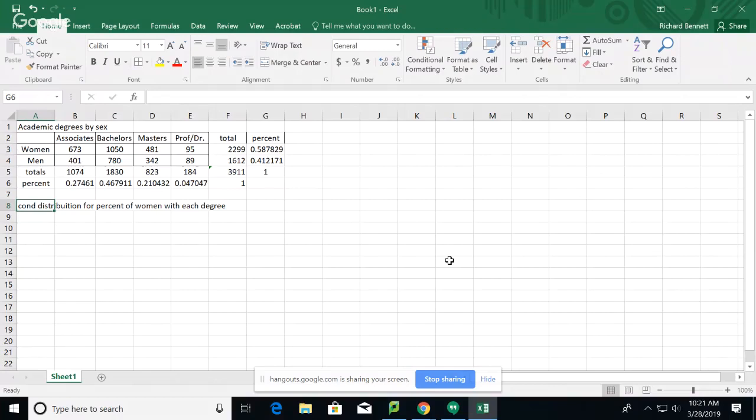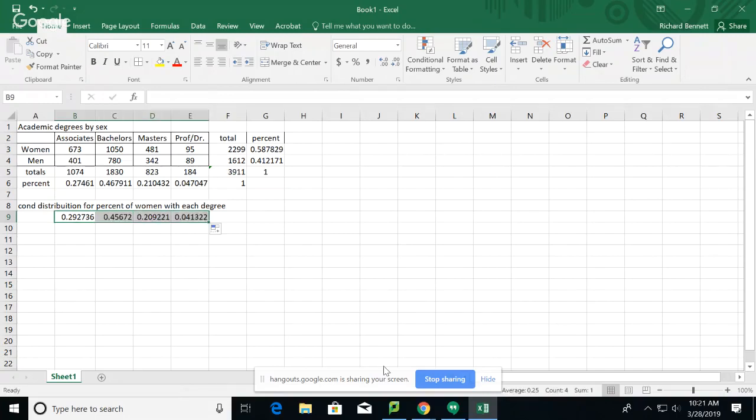Okay. So what percent of women have associate's degrees? How would you figure that out? So you'd have to do 673 divided by your total of the column, which is 2299. Okay, so 673 divided by the 2299. And I'm going to F4 that because I'm probably going to want to know that for all the variables, right? So one version of a conditional distribution would be just to figure out the percent of women. So 29% of women have an associate's degree.